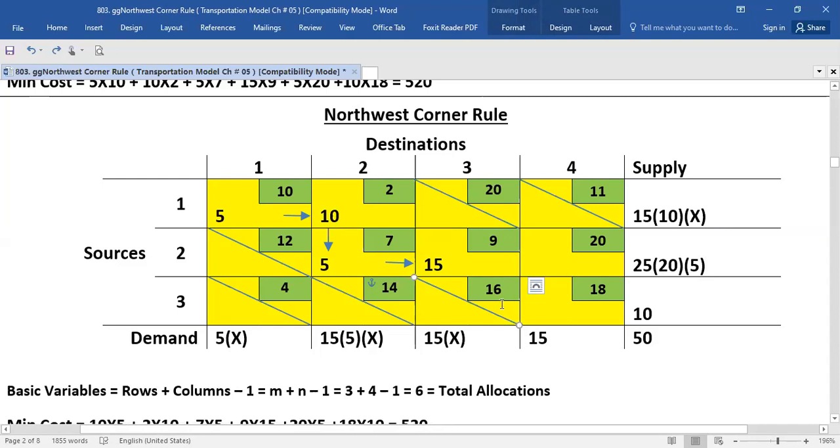So now for the next allocation, here is the connected cell. This is the connected cell with this cell and which is blank. This is the idea I want to give you, that you will move to the connected cell. This is the connected or adjacent cell.